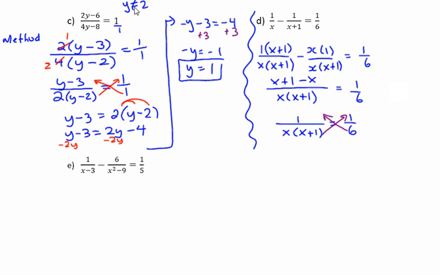Okay, 1 times 6 is 6. 1 times x plus 1, again, is just x times x plus 1. Get rid of the brackets. Okay, we'll use the other one from now on. x squared plus x. Now, whenever we have an x squared, how do we solve the x squared problem?